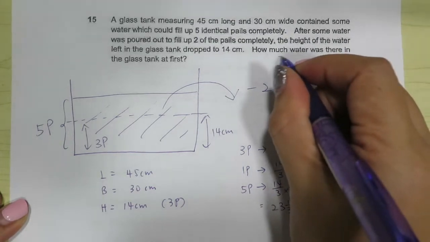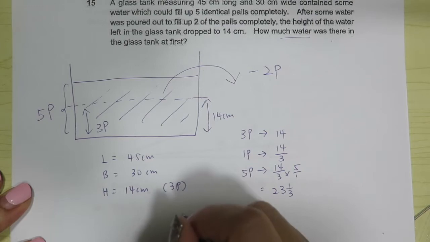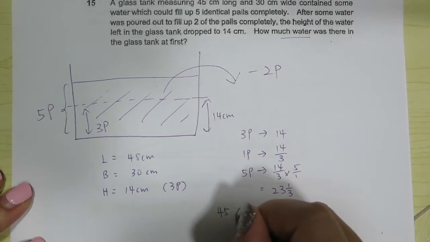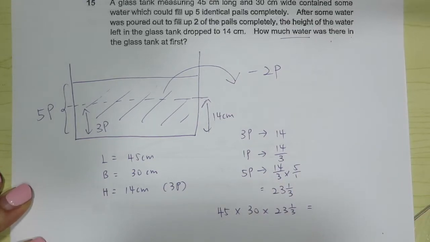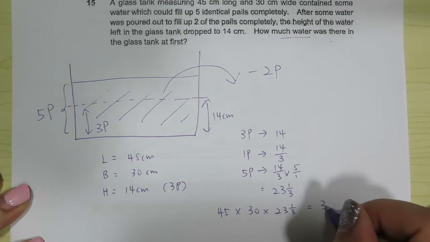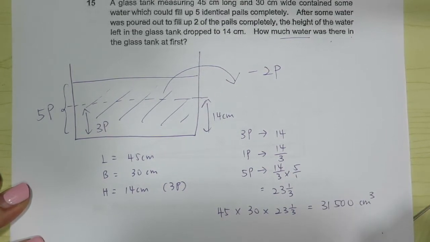So they asked us how much water, right? So I need to find out the volume. Volume is equal to length times breadth times height, which is equal to 31500 cubic centimeters. That's the answer.